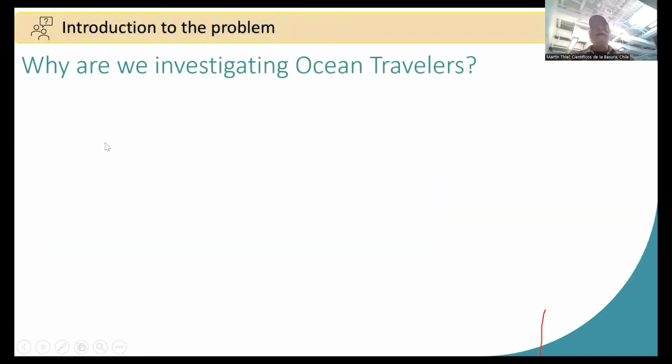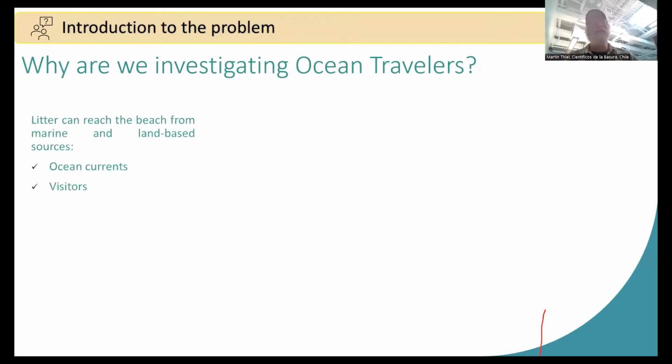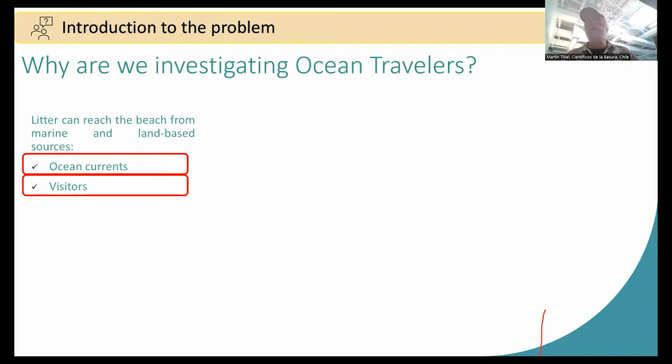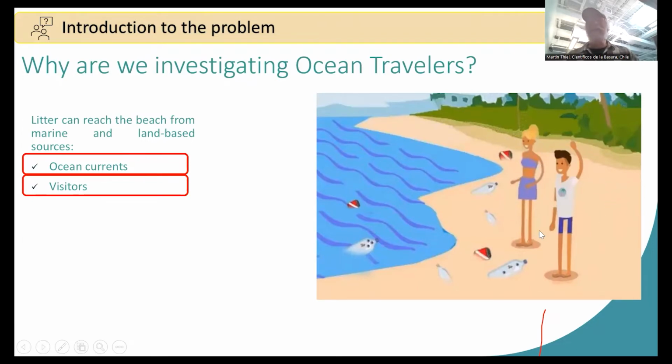So why are we actually interested in these organisms, these ocean travelers? When we go to the beach and look at the litter on the beach, it basically can come from two main sources. It can come from the sea, where it has been moved in one way or the other by the ocean currents that move along the surfaces of our oceans. But a lot of the litter on the beach also comes from other sources, from the beach visitors. That can be tourists, that can be fisheries, that can be aquaculture or other activities that happen on the beach.